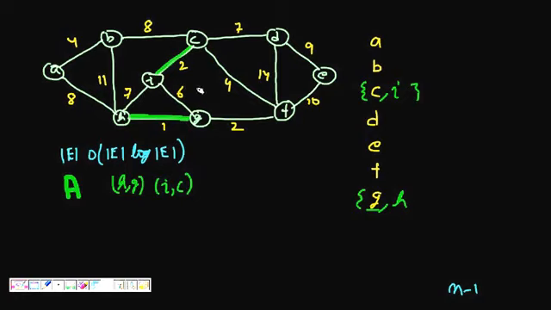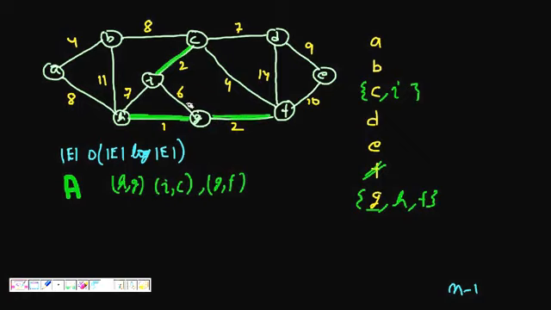Then again, the next smallest edge is GF. Now if you see GF, G is in this set and F is here, so they are in different sets. So I can add G comma F here. This will be gone now. So GF comes here and it is also added in our minimum spanning tree.